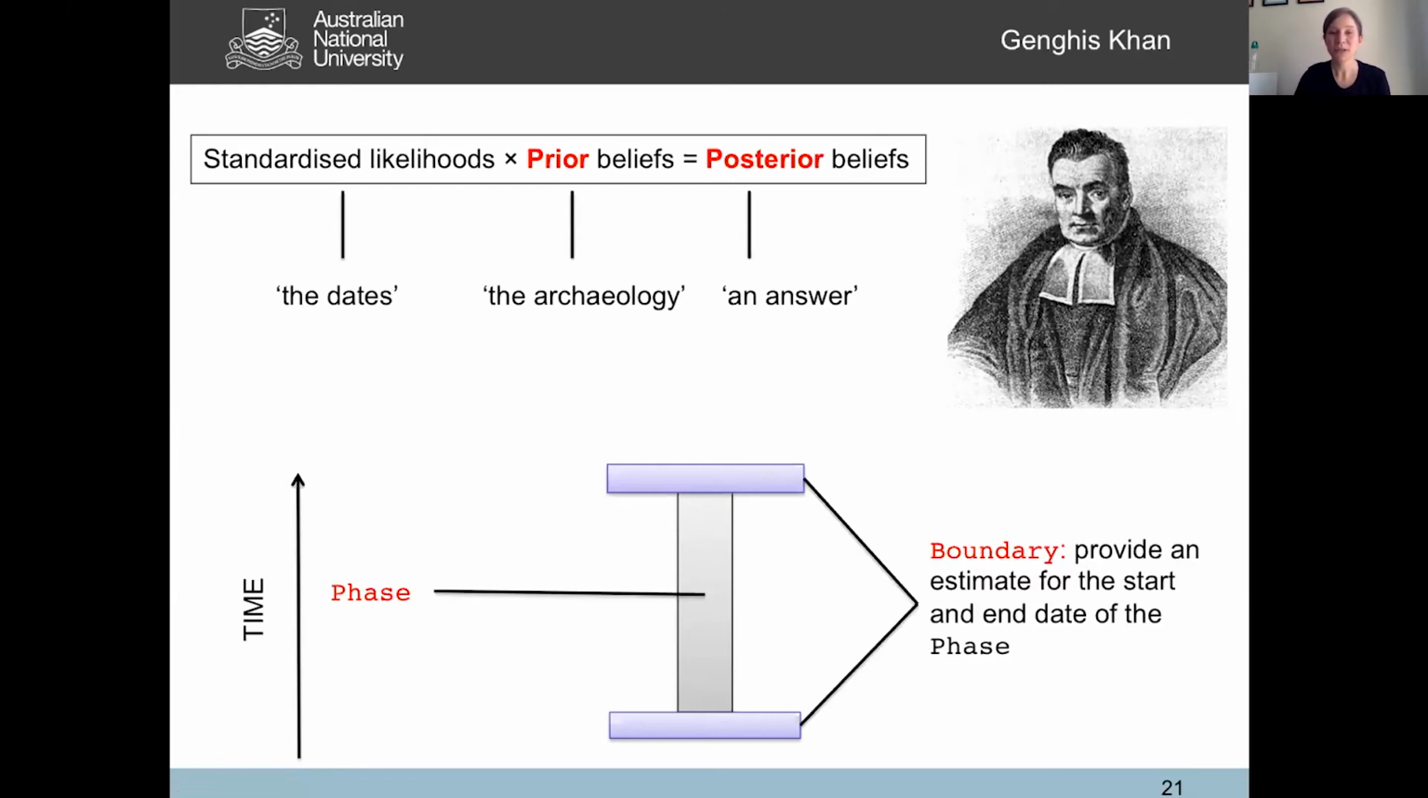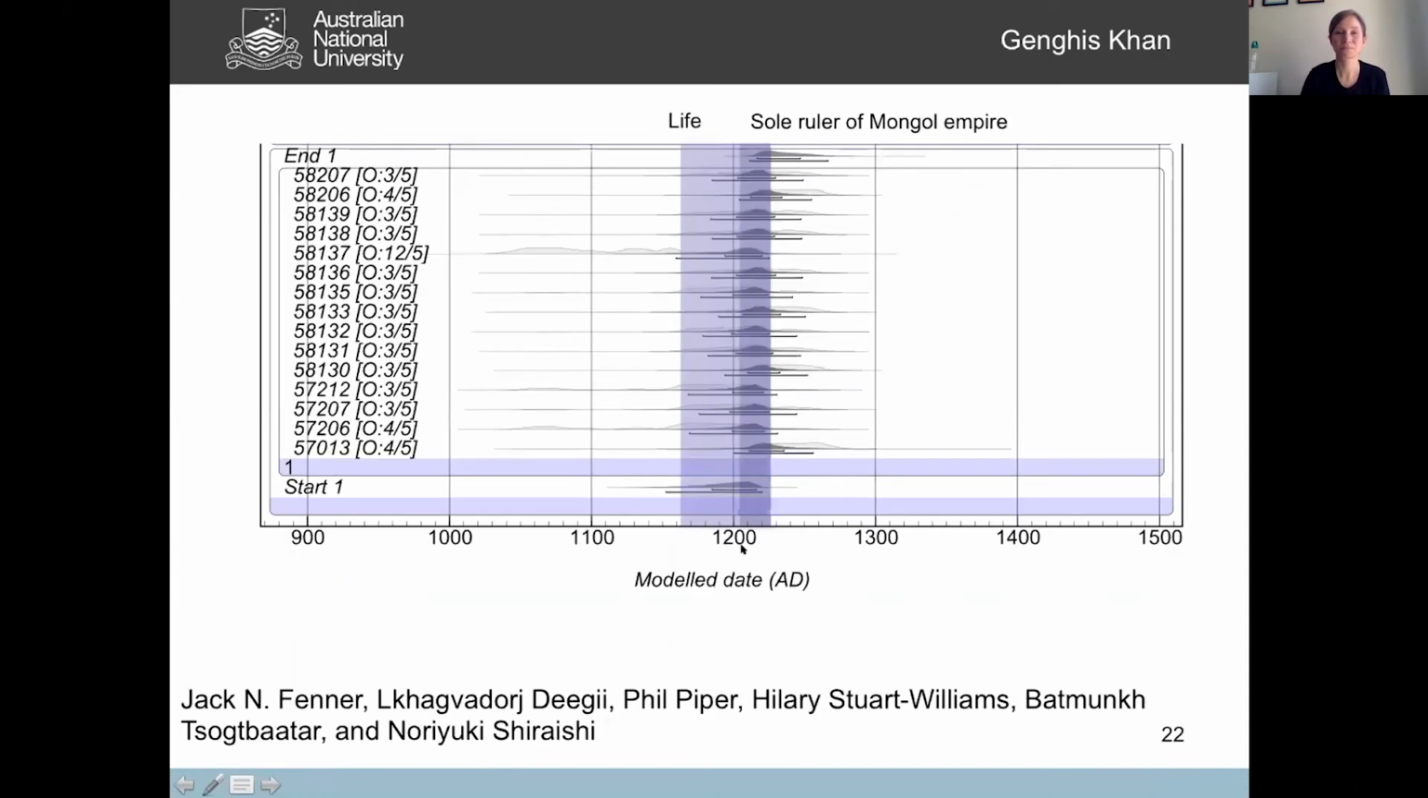In the kind of modeling that we use, we would say that this is a phase of activity, and it's bounded by two boundaries, and these boundaries give us an estimate for the start and end date of the phase. These are not radiocarbon dates themselves, they're the result of the statistical analysis of the radiocarbon dates combined with this phase here. So from this site, we dated a whole collection of animal bones that were found in various different pits. So we know that people put these animal bones in those pits.